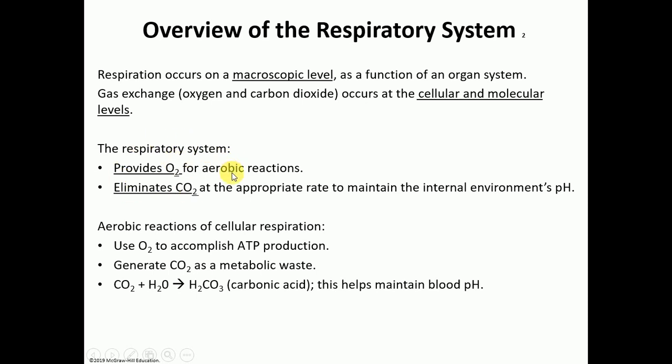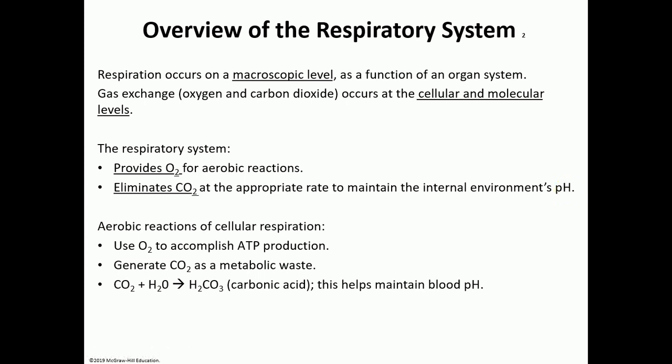And the respiratory system is going to provide oxygen for aerobic reactions. So all of the burn down of glucose requires oxygen. It is also going to eliminate carbon dioxide, which is one of the metabolites of aerobic respiration. And you want to really always coordinate the presence of carbon dioxide with an acidic medium. Okay, so you'll see here that it eliminates carbon dioxide in order to maintain the internal environment's pH, which is your hydrogen levels.